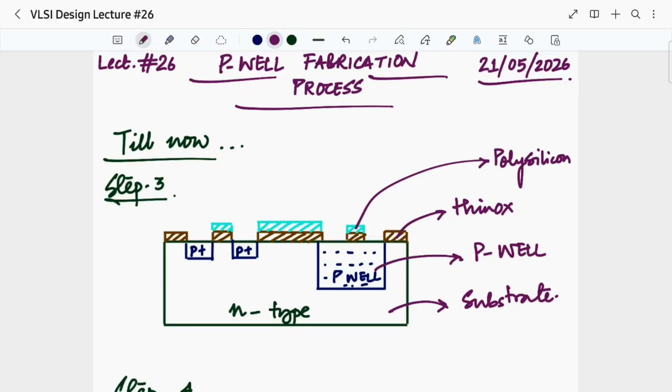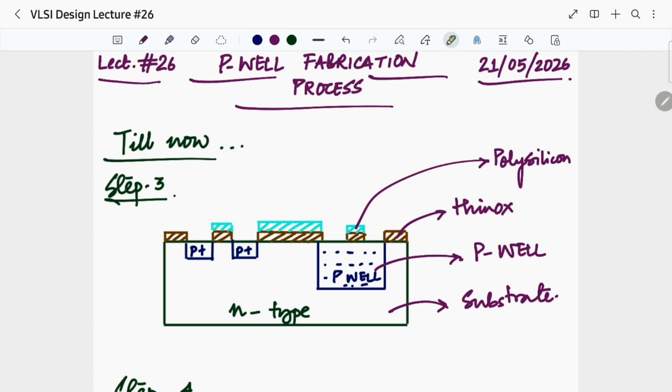Welcome to VLSI design lectures, and we are into lecture 26. We are going to continue with the P-Well fabrication process that we have covered till step 3. And till step 3 what we have achieved is that we have this N-type substrate wherein we have created this P-Well via diffusion, and we also have gotten the P plus pockets on the PMOS side.